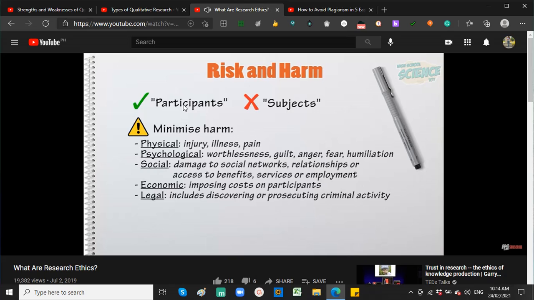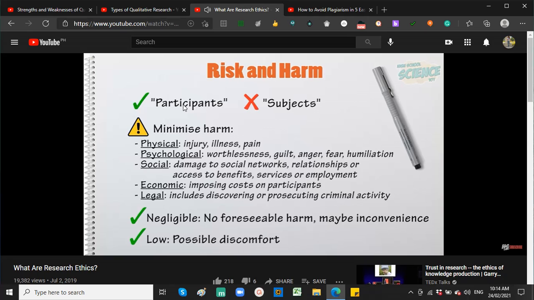Your research involving humans will have a certain level of risk attached to it. For example, it could be a negligible level of risk, which means there's no foreseeable risk and it may just cause some inconvenience to your participants, or it could be a low level of risk, in which case there might be a bit of discomfort.